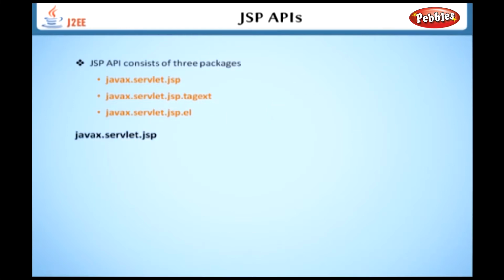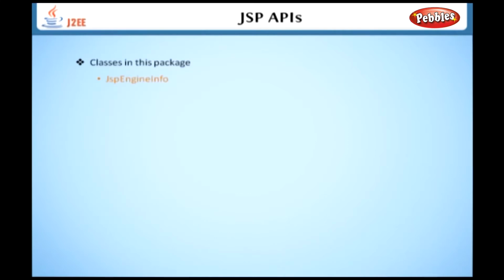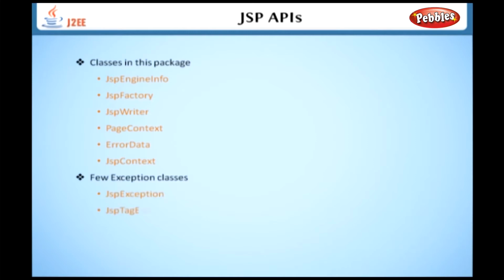The javax.servlet.jsp package has many interfaces and classes. The interfaces available in this package are JspPage, HttpJspPage, and JspApplicationContext. The classes in this package are JspEngineInfo, JspFactory, JspWriter, PageContext, ErrorData, and JspContext. In addition to this, we have some exception classes, i.e. JspException, JspTagException, and SkipPageException.